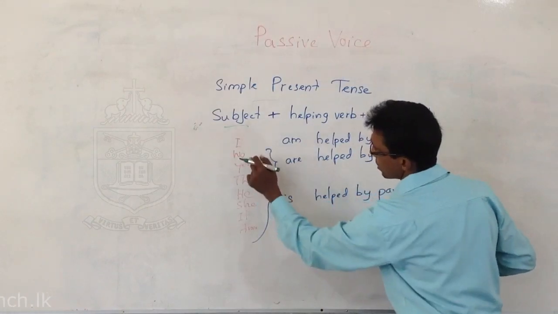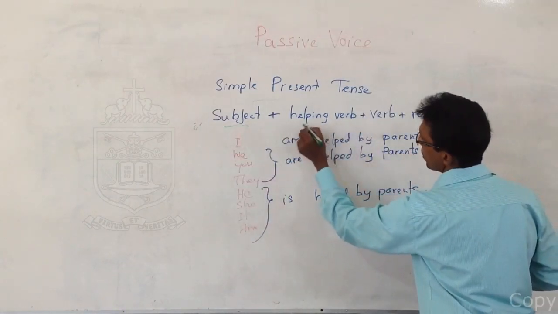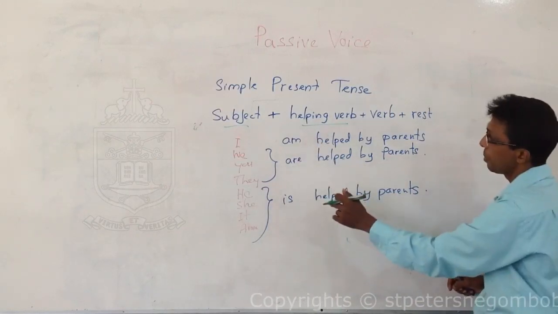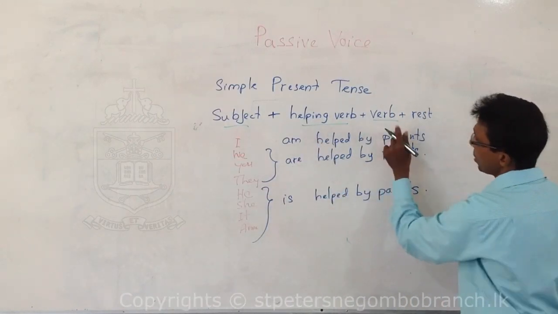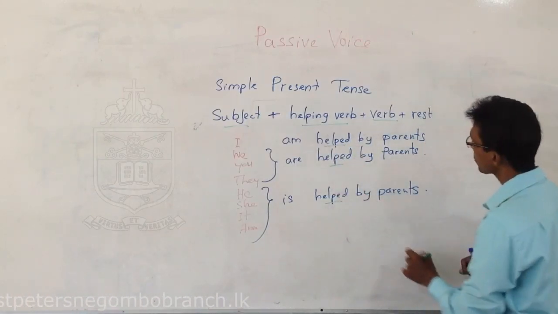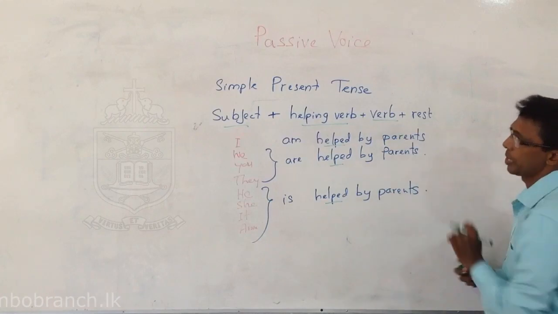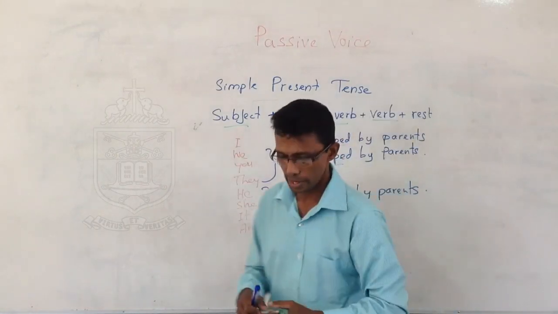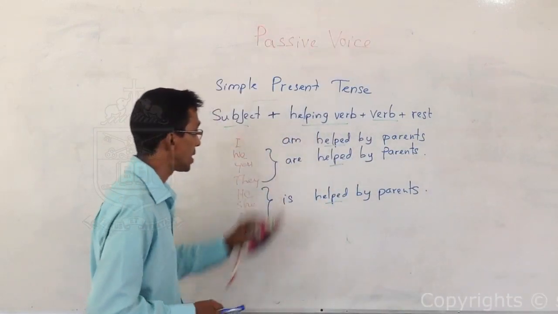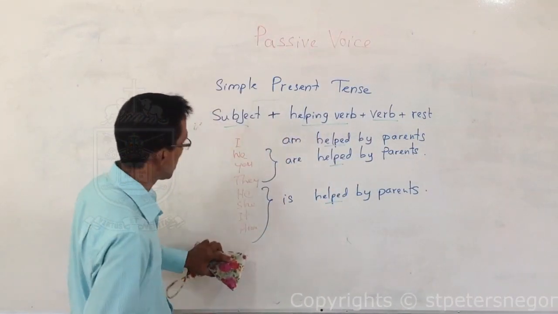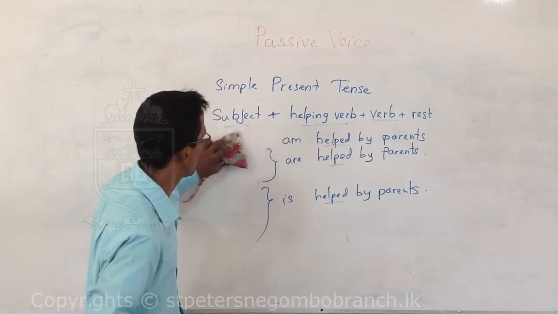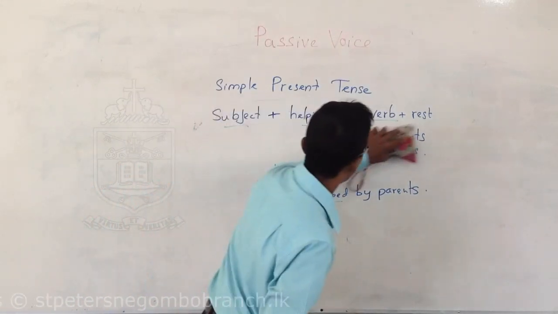You can see the subject, these are the subjects, plus the helping verb, these are the helping verbs, am, are, is, these are helping verbs, right? Then the verb, or this is the past participle. So these are the past participles, and the rest means this part. So this is the structure of present simple tense, and we detail this further in this way. Right? This is the structure. I will erase this and we go to the next part of this lesson.